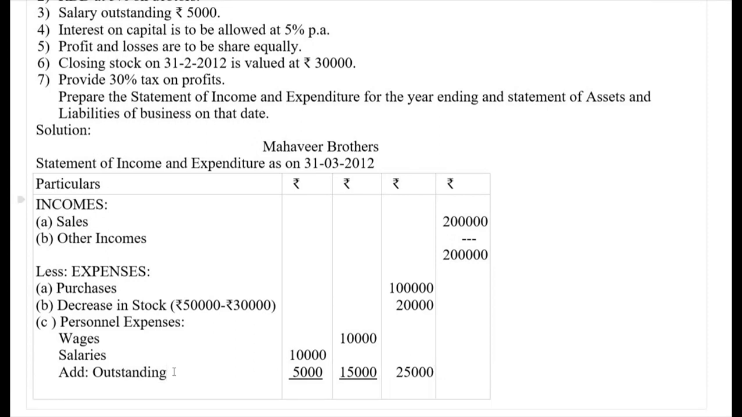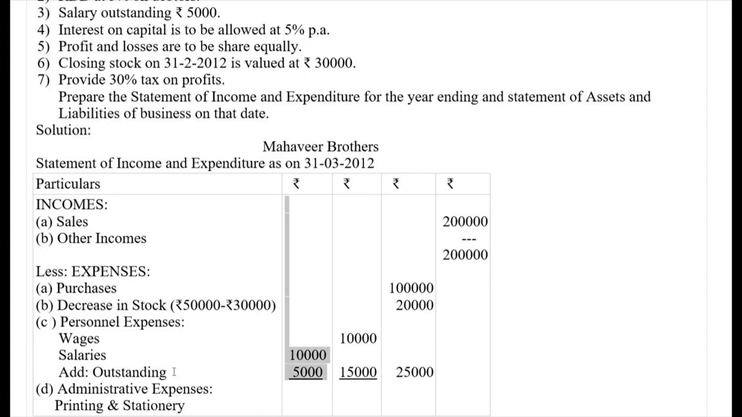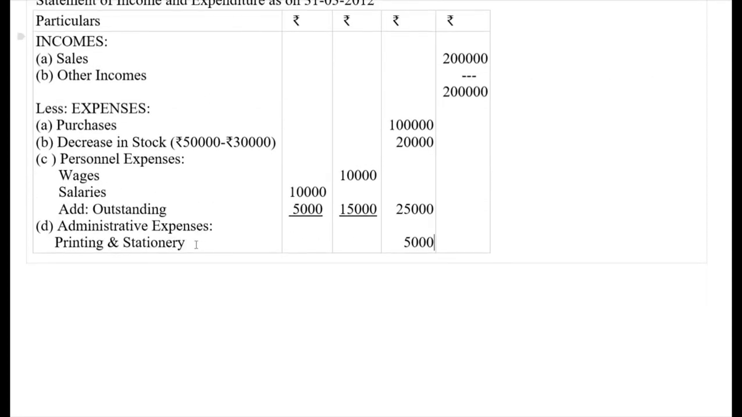Then next we have got administrative expenses. So here we have got printing and stationery, which is given as rupees only 5,000. So there is only one item. Directly I will take it to the outer column here. Then the next one comes here, E, selling expenses. So there are no selling expenses here.